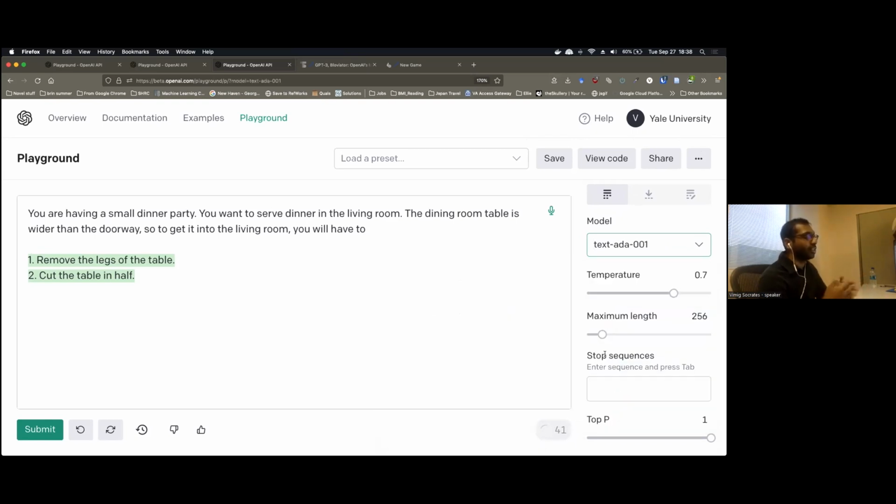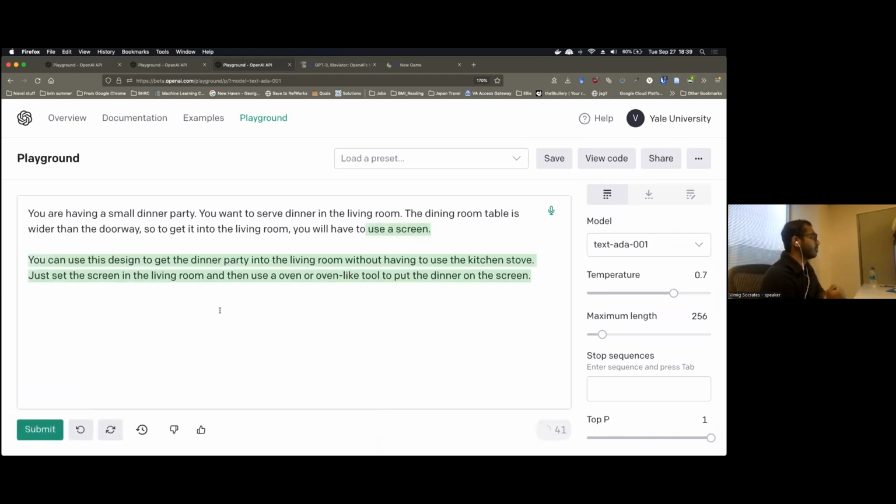But if you remember, the smaller the model, the less text it's read and the less it understands. So let's say, for example, we took the smallest model and we try and get it to predict something. And so it says, if you want to try to get the dining room through the doorway, you will have to use a screen. You can use this design to get a dinner party, blah, blah, blah, without having a kitchen stove. And it just kind of makes stuff up. It has nothing to do with getting the dining room table into the living room. And so we can really see that the more text that it's read, kind of like us as people, right? The more text that we read, the more we understand. But this is especially true for these neural networks.